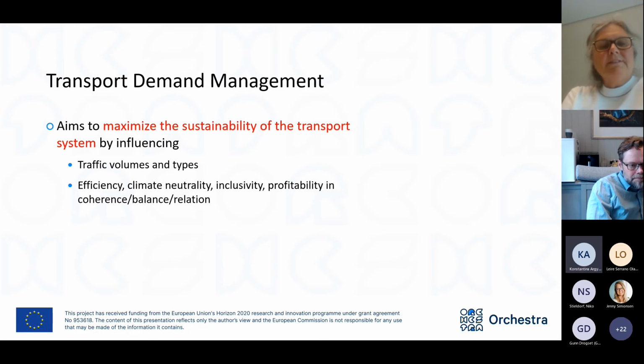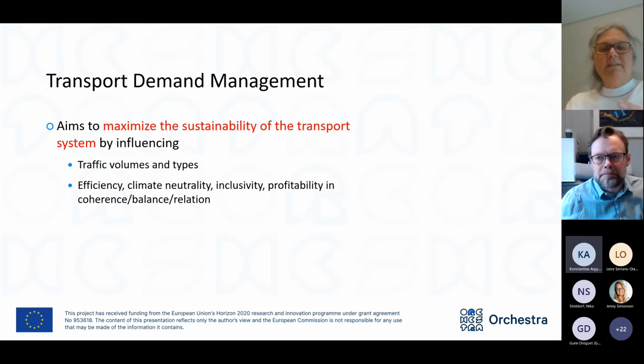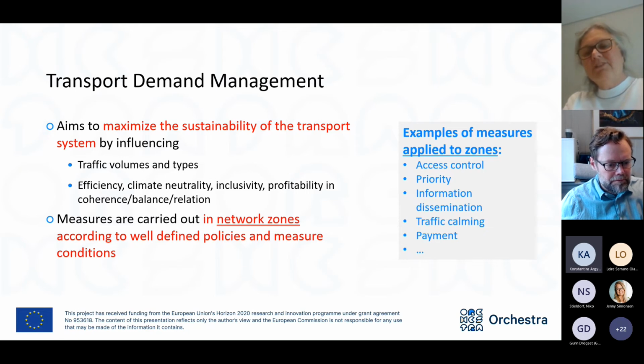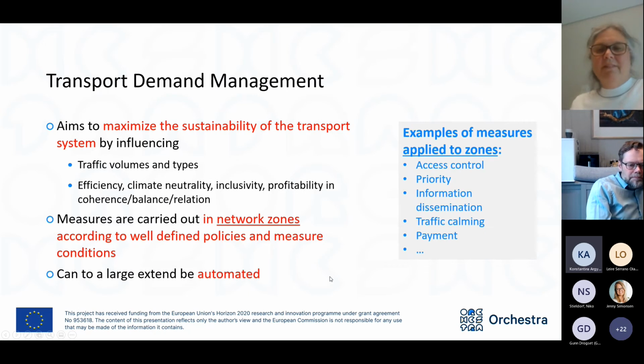Transport demand management is about making transport more sustainable. So we have to influence the traffic volumes and types. We have to influence efficiency, climate neutrality, inclusivity, and so on. And it's also the measures that we carry out. I have some examples in blue to the right here. They are carried out in zones in the network and can be access control, priority, information dissemination, traffic calming measures, payment measures, and so on. And much of this can be automated.